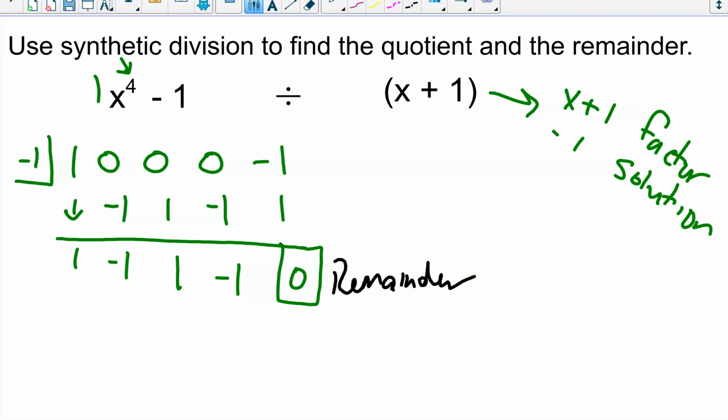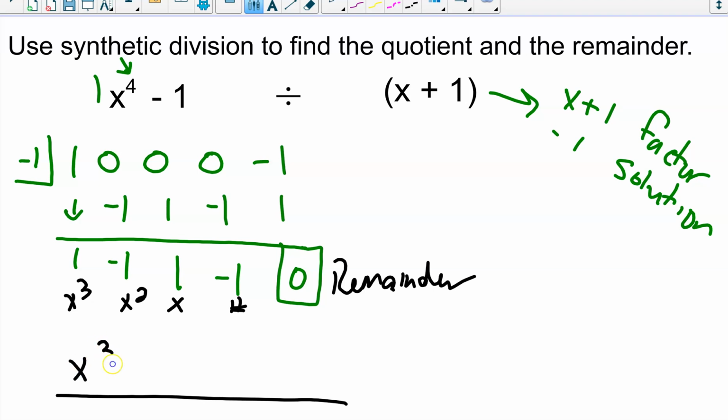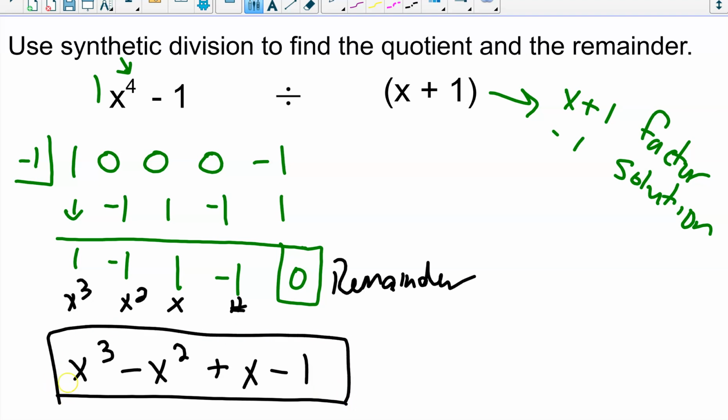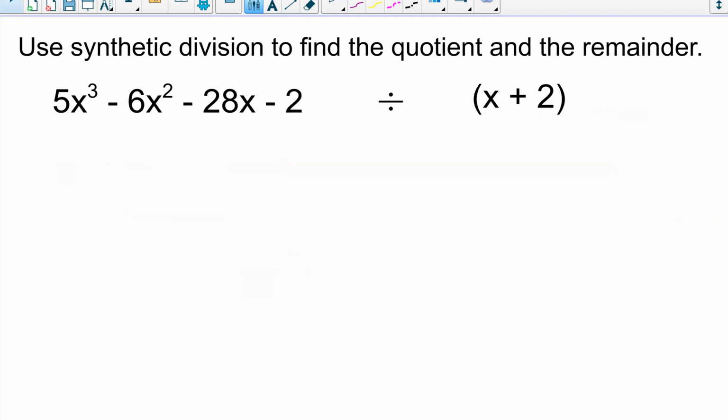So our final answer here is we just have to convert this back to a polynomial. And this would be the number, the x squared, and the x cubed. So we'd have x cubed minus x squared plus x minus 1. And that is your answer if you divided x to the 4th minus 1 by x plus 1. This is what you would get. Synthetic division is just another way to factor a polynomial, as I talked about on the last screen.